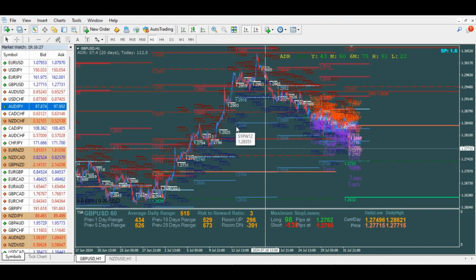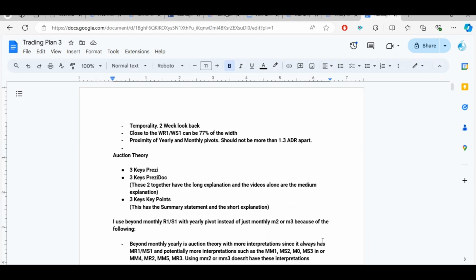Maybe within the EA, to allow a degree of flexibility, if you can make it optional to select the time frame, or not the time frame, but say the amount of weeks, right? So maybe 1 week look back, or 2 week look back, or a 3 week or 4 week look back. So that way we can have that customization built within the EA.